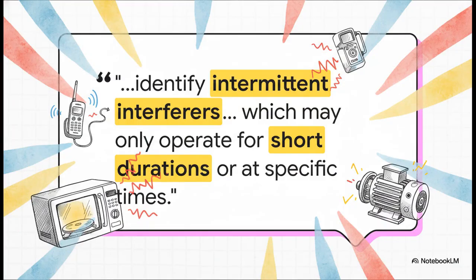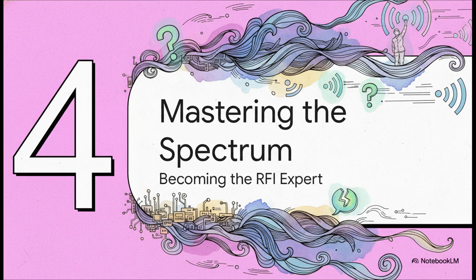And this is exactly why that temporal analysis, that looking over time, is a total game changer. As the source material points out, this is how you catch the common culprits that only misbehave for a few moments. You know, the microwave heating up lunch, that old cordless phone, a big piece of machinery starting its cycle. Each one leaves a distinct, fleeting fingerprint on your analyzer that you can now finally see and identify. So when you put it all together, the tool and the process, you're not just fixing a nagging problem anymore. You are actually mastering the RF spectrum. You're becoming the go-to expert who can solve the wireless mysteries that have everyone else completely stumped.